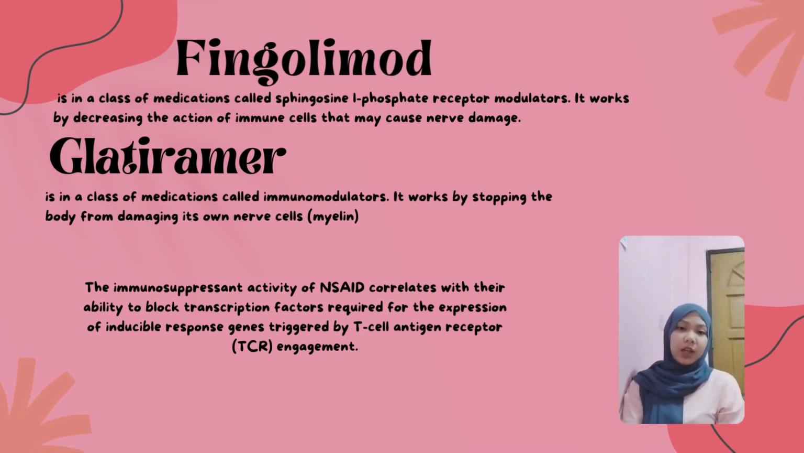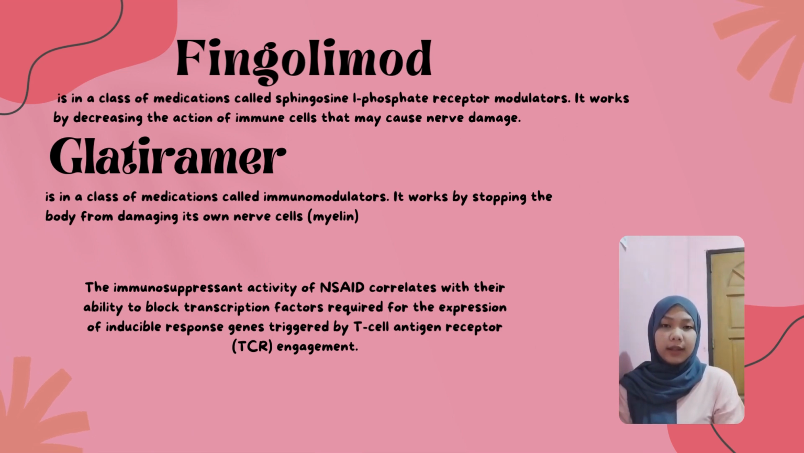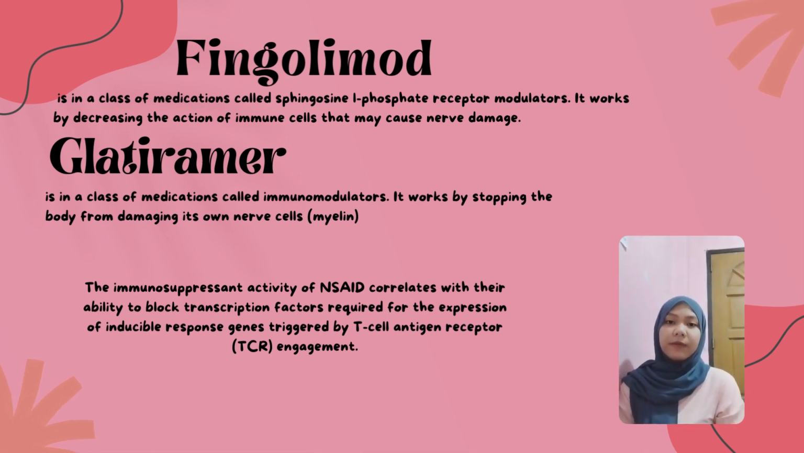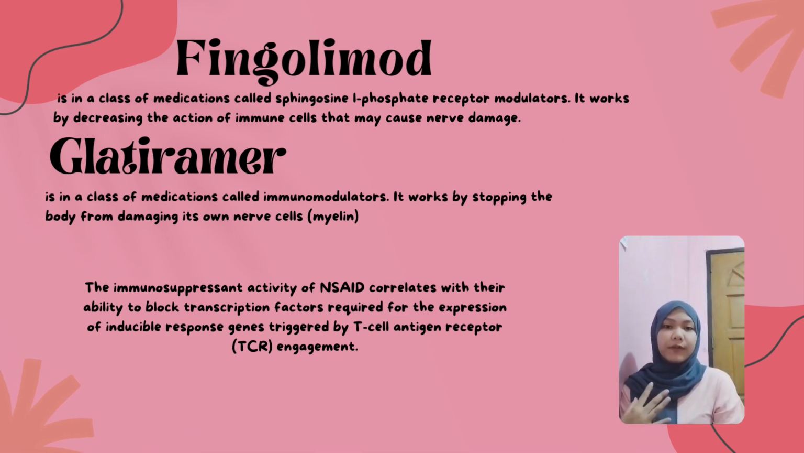Glatiramer is in a class of medications called immunomodulators. It works by stopping the body from damaging its own nerve cells or the myelin. So glatiramer injection is used to treat adults with various forms of multiple sclerosis, including clinically isolated syndrome or CIS, a nerve symptom episode that lasts at least 24 hours, and relapsing forms, a course of disease where symptoms flare up from time to time, or secondary progressive forms, a course of disease where relapses occur more often.